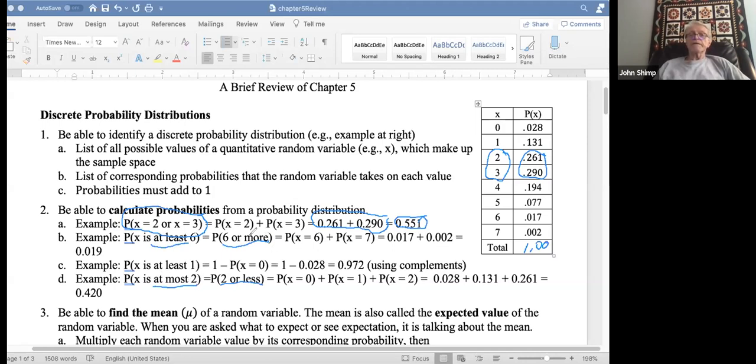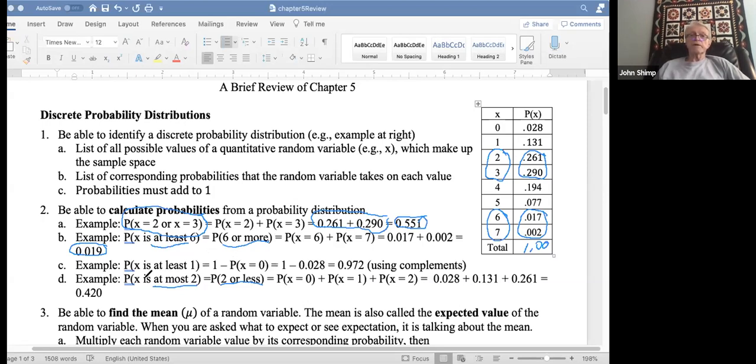So basically, probability of 6 or more is 6 or 7. Those are the only values of X that are 6 or more. So what are we going to do? We're going to now look at 6 and 7. And it's OR, so we're going to be adding these two probabilities up, and we'll get 0.019. Okay, questions so far?